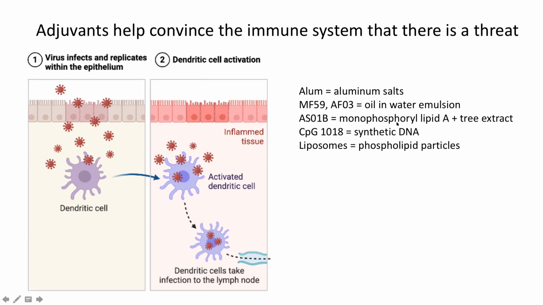There's others that are kind of an oil and water emulsion. And then these other three are kind of like pathogen mimics. So they're molecules that mimic parts of the pathogen that would be recognized by the dendritic cell, viewed as a threat, and mount an immune response. So that's kind of in a nutshell how the immune response works, and what we need a vaccine to do to stimulate an immune response.